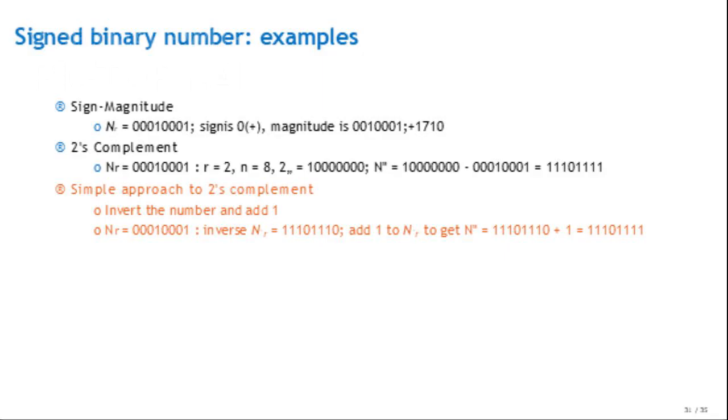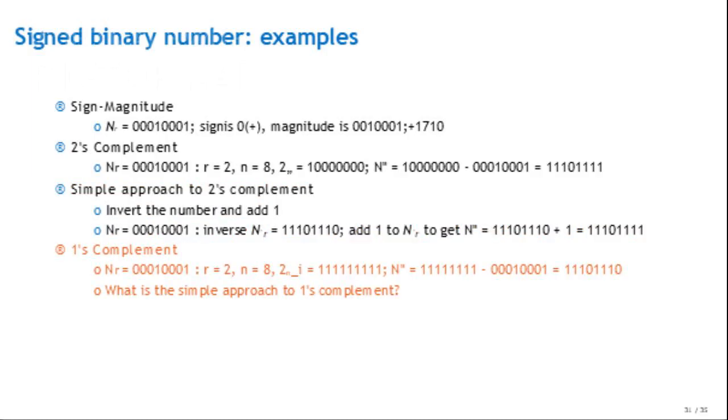For example, n_r equals 00010001. Inverse of n_r equals 11101110. Add 1 to get 11101110 plus 1 equals 11101111.